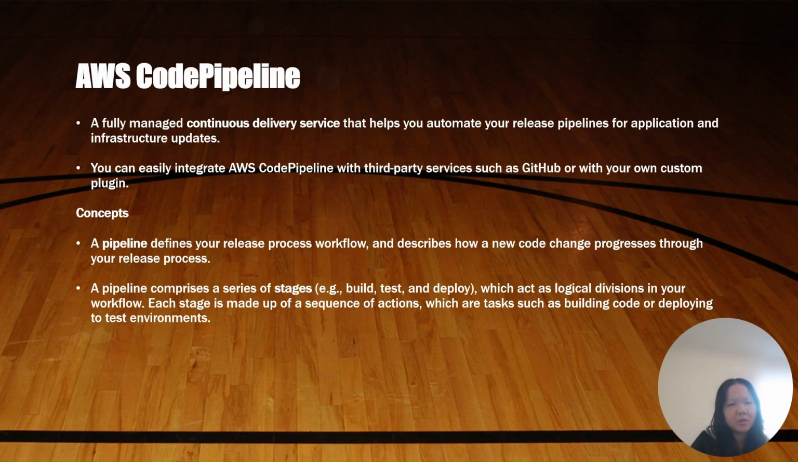So let's go to the concepts of AWS CodePipeline. A pipeline defines your release process workflow and describes how a new code change progresses through your release process. A pipeline comprises a series of stages like build, test, and deploy, which act as logical divisions in your workflow. Each stage is made up of a sequence of actions, which are tasks such as building code or deploying to a test environment.